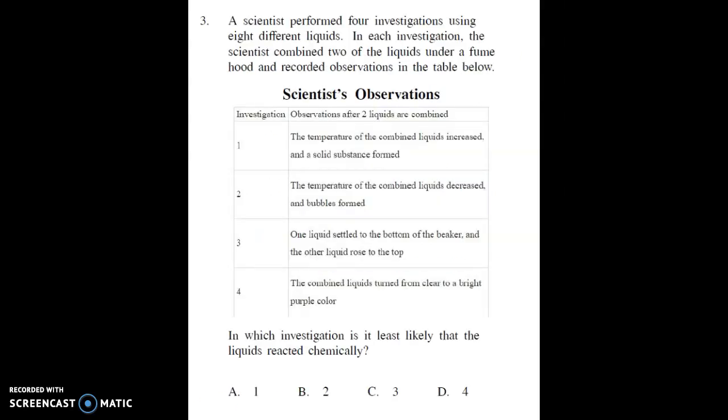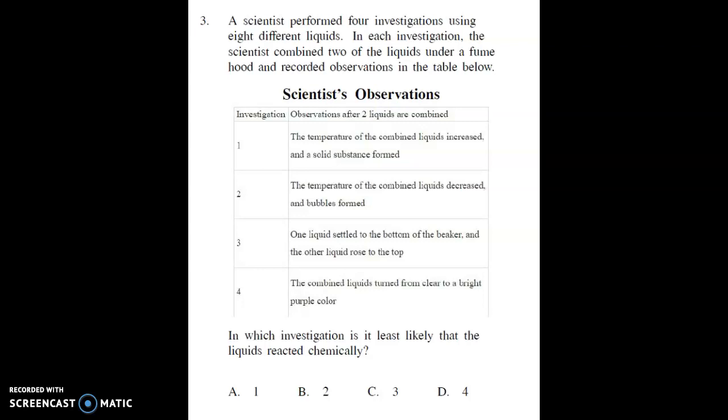Question 3. A scientist performed 4 investigations using 8 different liquids. In each investigation, the scientist combined 2 of the liquids under a fume hood and recorded observations in the table below. Investigation 1. The temperature of the combined liquids increased and a solid substance formed. Investigation 2. The temperature of the combined liquids decreased and bubbles formed.